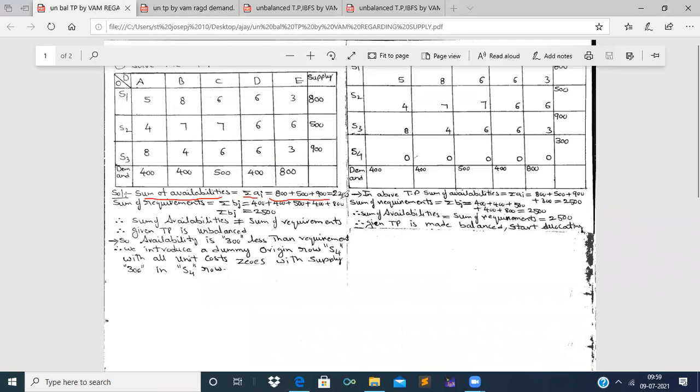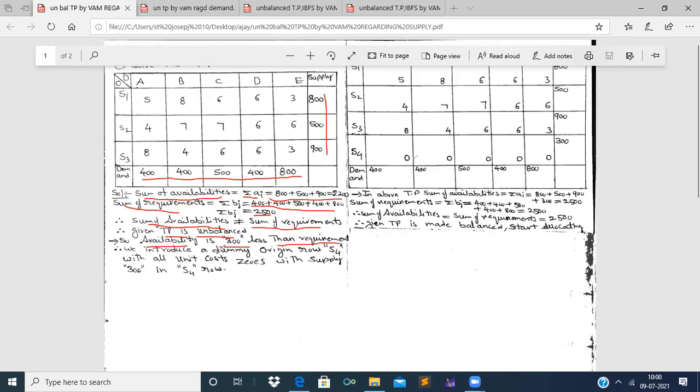See here, the sum of availabilities, that is 800 plus 500 plus 900 is equal to 2200, and the sum of requirements is equal to 400 plus 400 plus 500 plus 400 plus 800, it is equal to 2500. Therefore the sum of availabilities is not equal to the sum of requirements. Therefore the given transportation problem is unbalanced. So availability is 300 lesser than the requirement.